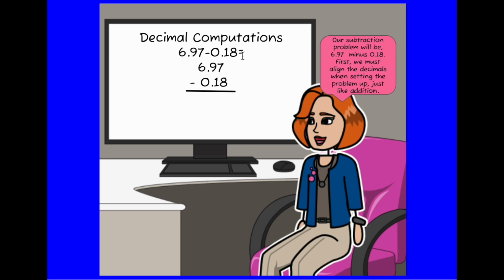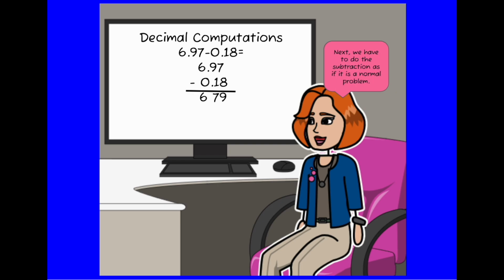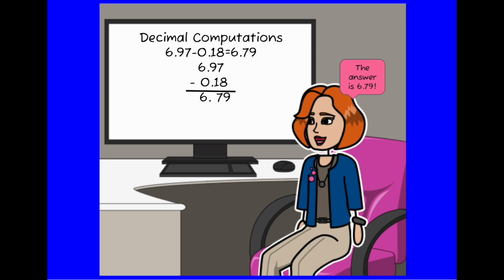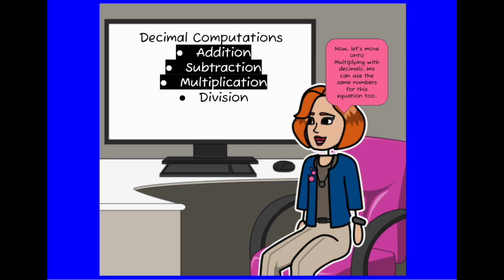First, we must align the decimals when setting the problem up, just like addition. Next, we have to do the subtraction as if it is a normal problem. So finally, like adding, we just have to bring down the decimal symbol. The answer is 6 and 79 hundredths.